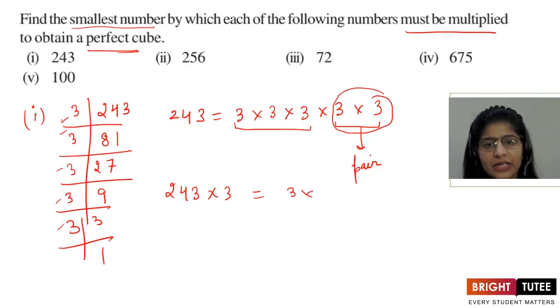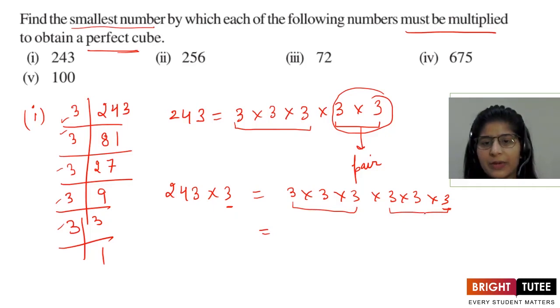So we'll have 3 into 3 into 3 into 3 into 3 into 3. This is the extra 3 that we have multiplied. So on this side we get one triplet, and this is another triplet. So it is now converted into a perfect cube. It is 3 to the power 3 into 3 to the power 3.